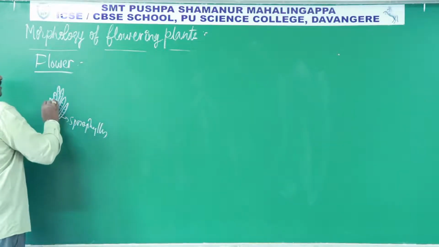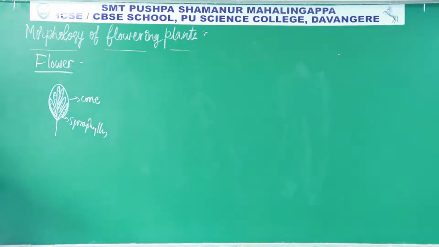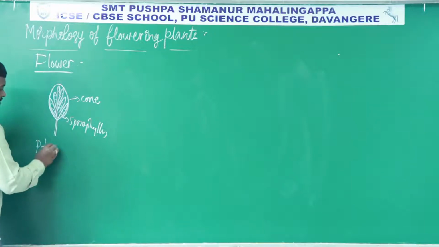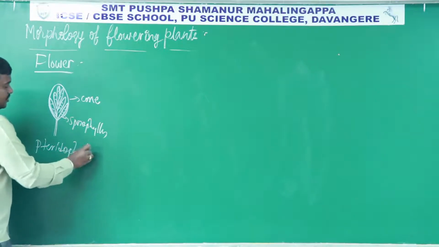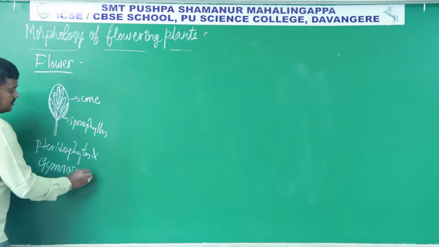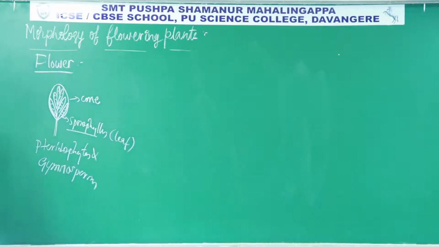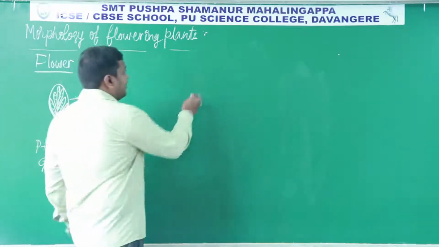So these sporophylls aggregate together to form a cone, or strobile as we call it in case of pteridophytes and gymnosperms, and these are sporophylls. So these are nothing but leaf-like structures. Okay, so those leaves are modified and aggregated tightly to form a compact structure called a cone. In the same way in angiosperms.